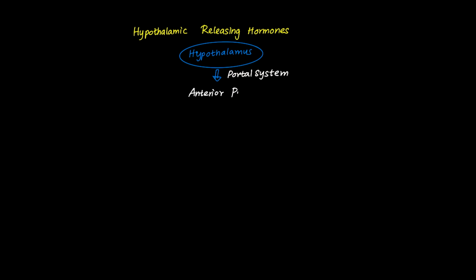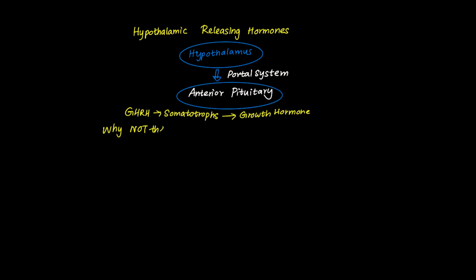The hypothalamus sends regulatory hormones down through a portal blood system to control what the anterior pituitary releases. This question asks which hypothalamic hormone stimulates somatotrophs to secrete growth hormone. That's GHRH, growth hormone releasing hormone. The name spells it out. GHIH is growth hormone inhibiting hormone. It does the opposite, suppressing growth hormone release from somatotrophs.